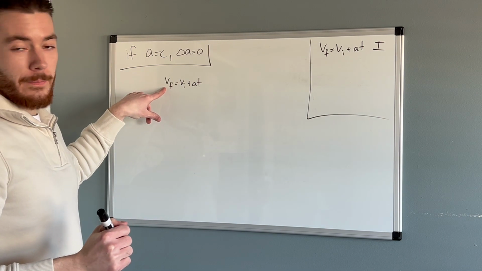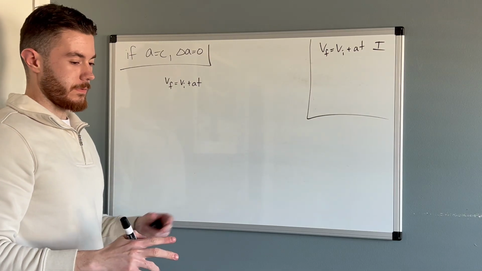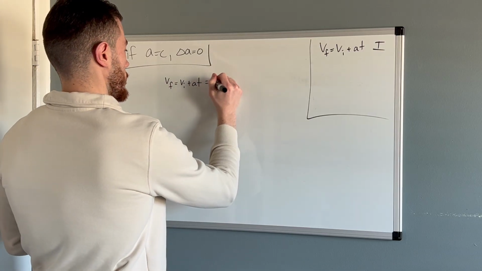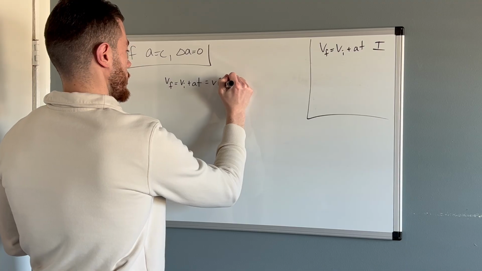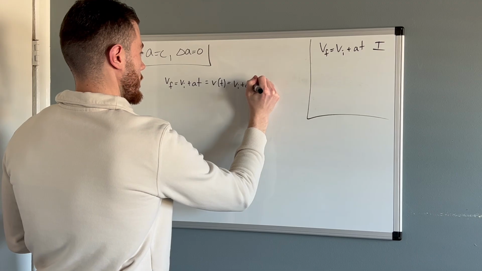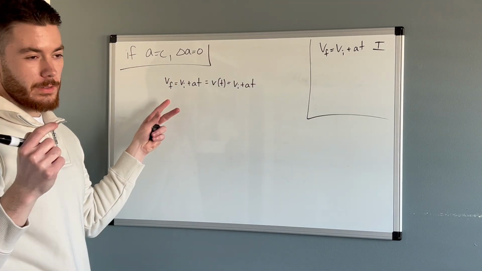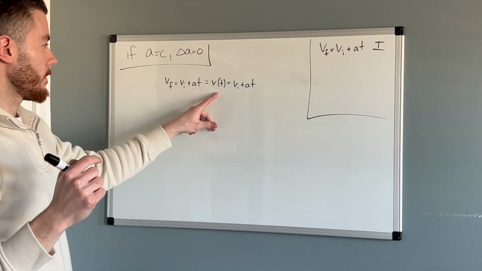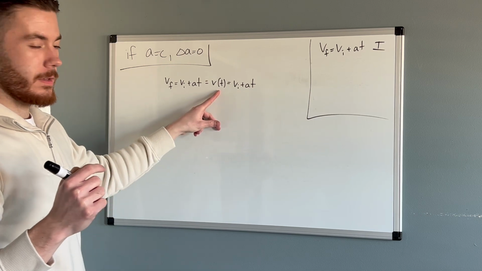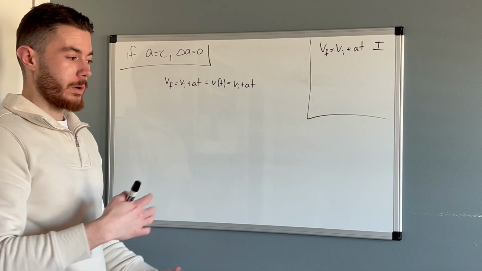This need not be the final velocity. It can be the velocity at any point in time. So we can treat it as a function of time. v of t is equal to vi plus at. Maybe you want to know what the velocity is halfway between these two quantities. So then you would need the time halfway between them. If you plug that in, then you get the velocity halfway along the journey of whatever's moving.